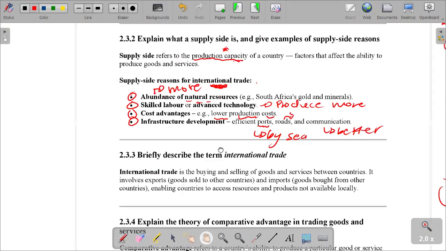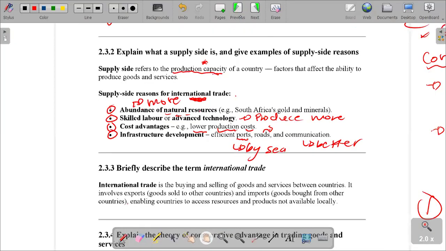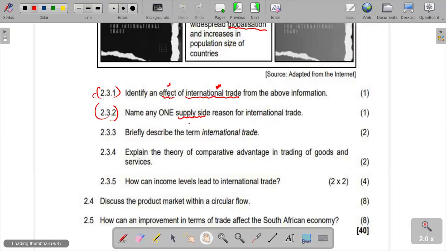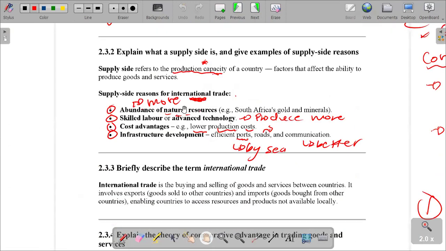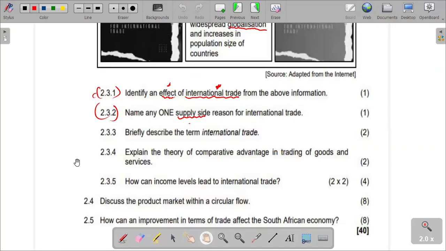To other countries. So when we go back to our question, it says name one supply reason for international trade. I just gave you four. Number one would be abundance of natural resources, skilled labor, advanced technology, cost advantages, or infrastructure development. All right, and then let's move on to the next question.